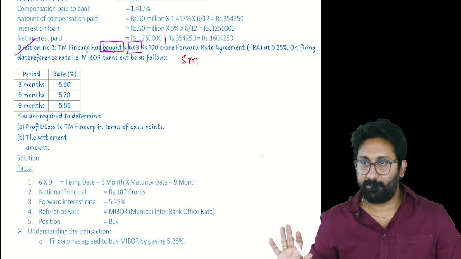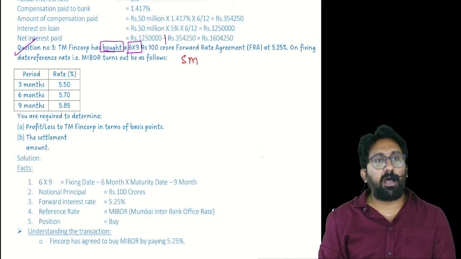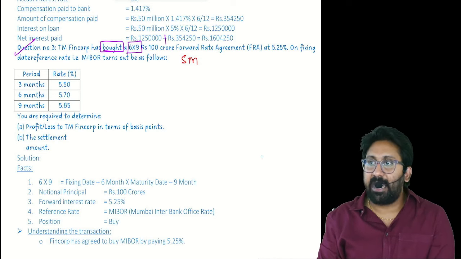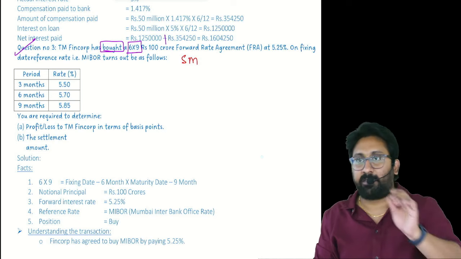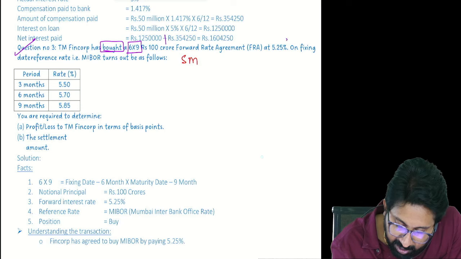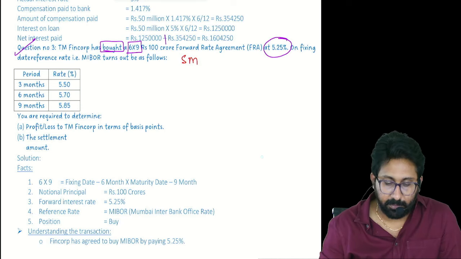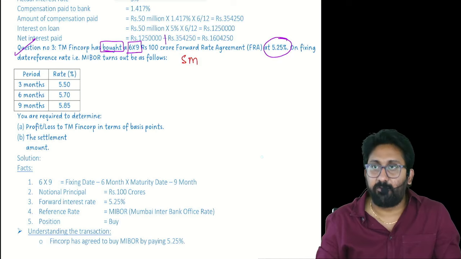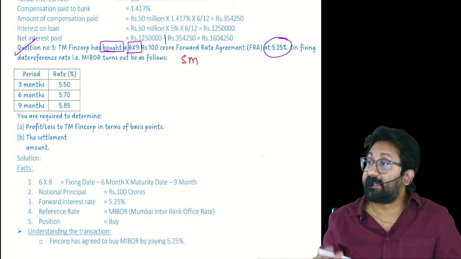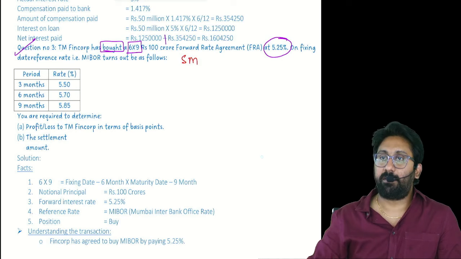Fantastic. This is a concept. Okay. What is 6 by 9? Borrow after 6 months, for a period of 3 months, expiring on 9th month. Okay. Next. At a FRA 5.25. Please tell me, what is 5.25? This is a rate given by banker, rate on FRA agreements.